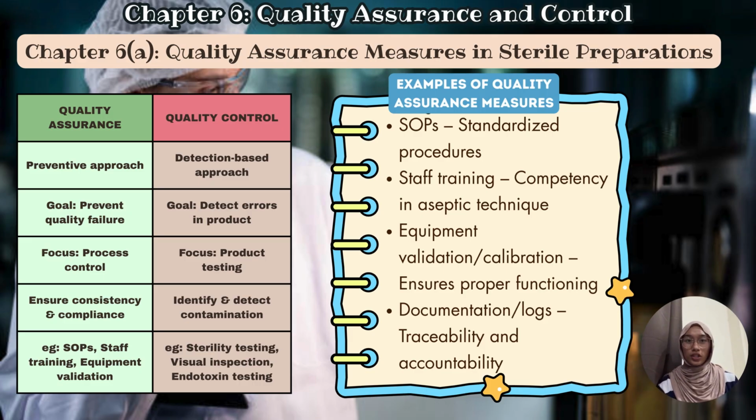In sterile preparations, quality assurance plays a major role because preventing contamination is always safer than trying to detect it later. Several quality assurance measures are recommended to ensure the efficacy and safety of sterile preparations, such as standard operating procedures, staff training, equipment validation, and proper documentation.